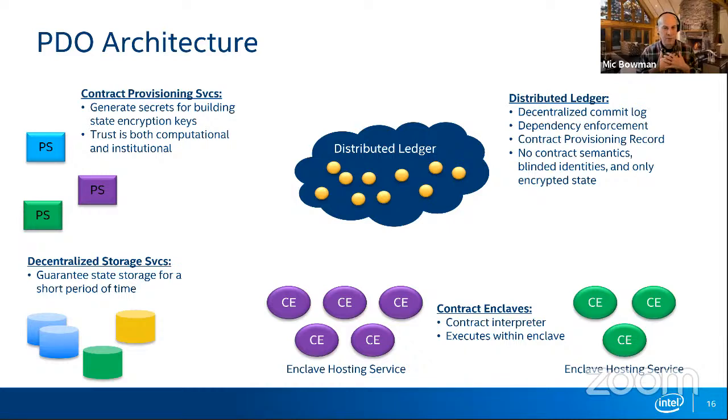Now, we implement our own storage service with the PDOs. It turns out that all of the contract enclave services also have a storage service connected with them. That's sufficient. There is no reason why you couldn't, as a collective, store the state in IPFS or S3 on Amazon as well.